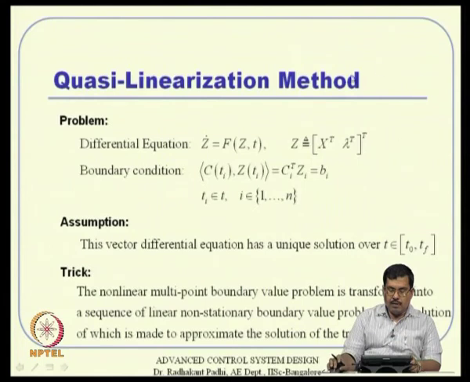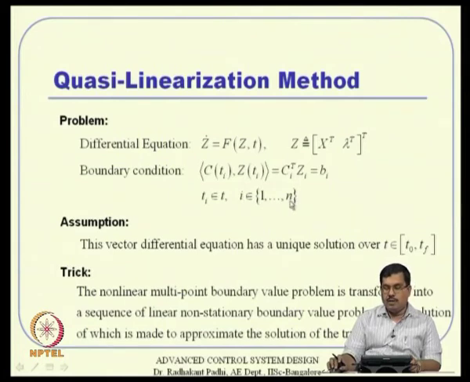So, let us see what the problem is. We have a set of differential equations, z dot is f of z, where z can contain x and lambda, and then there are boundary conditions which are given in this form. That means, C transpose z(t_i) is equal to b_i, where t_i belongs to T, and i stands for 1 to n.